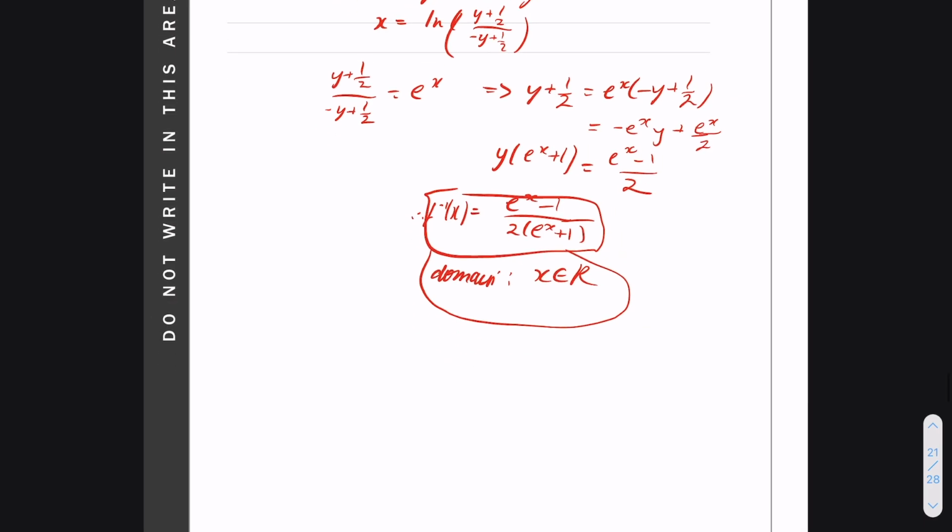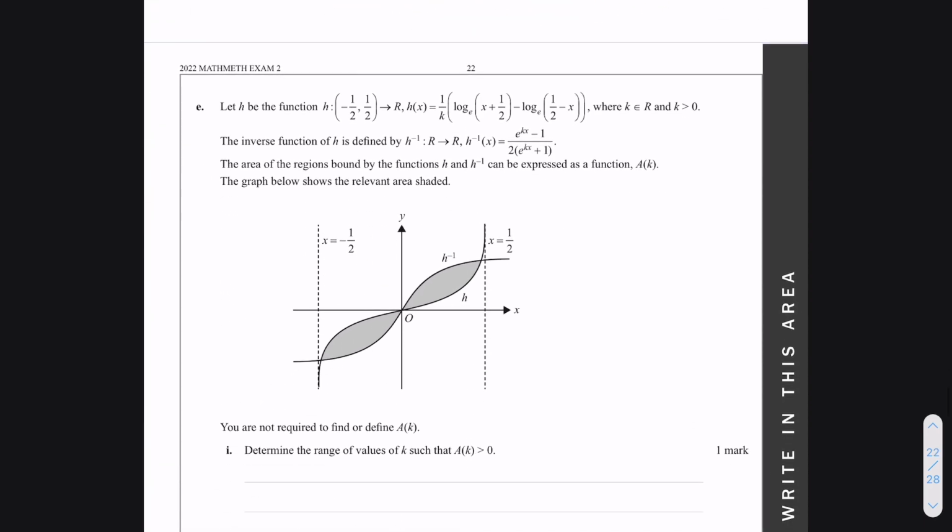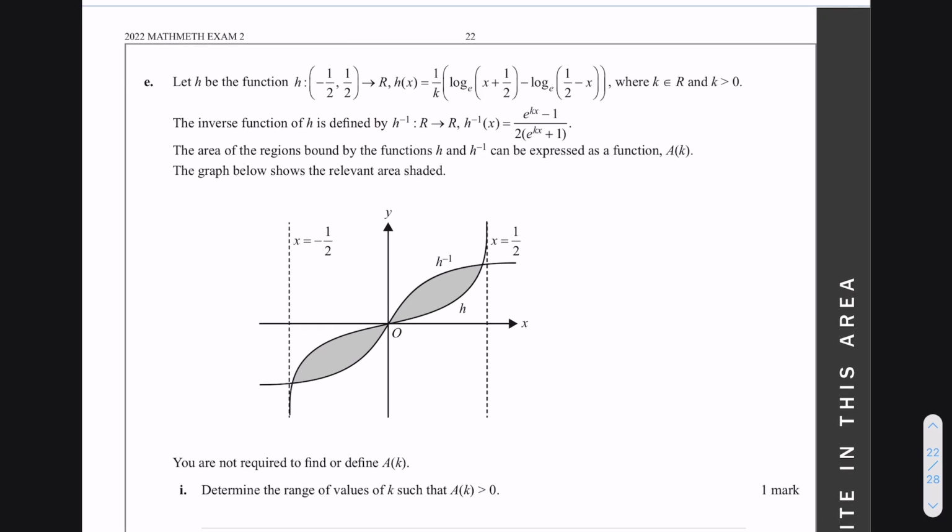So that's that. Let h be the function that is 1 over k log base e of whatever. So it's the same function, but just dilated by a factor of 1 over k from the x-axis. Now, k is an element of real, k is greater than 0.